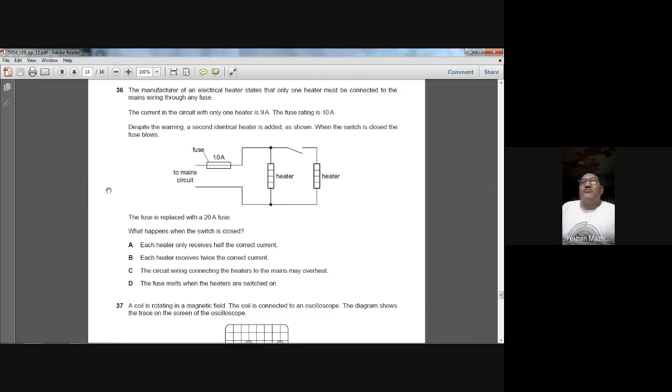No, that's wrong. The circuit wiring connecting the heaters to the main may overheat. That's possible. The fuse melts when the heaters are switched on. The fuse now you connected is 20 ampere, so it will not blow. So C looks the good answer. 36, C is the option. It was a very, very tricky question. It's the first time this kind of question is in the paper. The circuit wiring connecting the heaters to the main may overheat. The fuse will not blow because now you have put a 20 ampere fuse. So C is the right answer, sir.